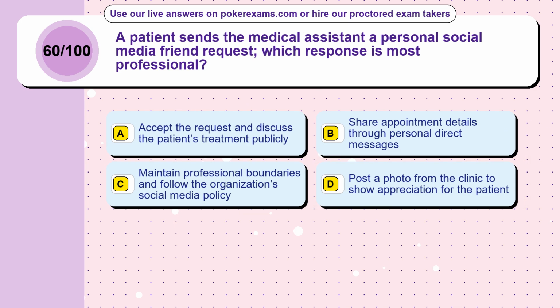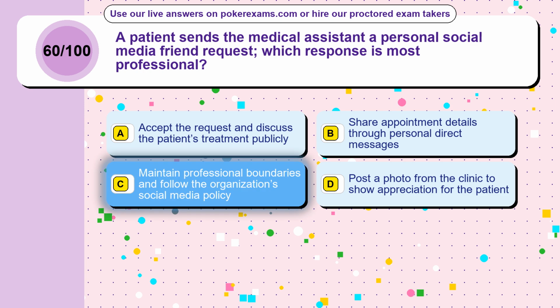Question 60. A patient sends the medical assistant a personal social media friend request. Which response is most professional? Option A. Accept the request and discuss the patient's treatment publicly. Option B. Share appointment details through personal direct messages. Option C. Maintain professional boundaries and follow the organization's social media policy. Option D. Post a photo from the clinic to show appreciation for the patient. The correct answer is option C.